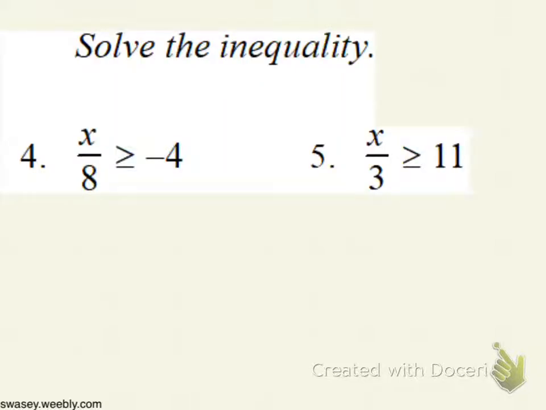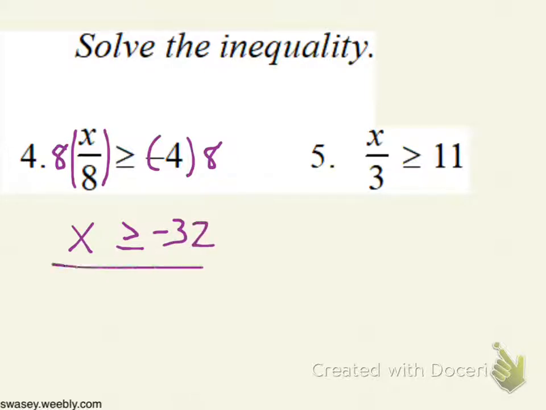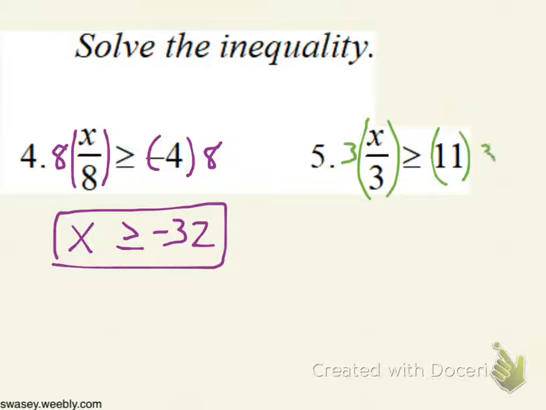Number 4, we're solving x divided by 8. To get rid of division by 8, we'll multiply both sides by 8. Anything you do to one side, do to the other. And so we get x is greater than or equal to negative 32. Number 5, to get rid of division by 3, we'll multiply both sides by 3. Anything we do to one side, do to the other. So we get x is greater than or equal to 33.